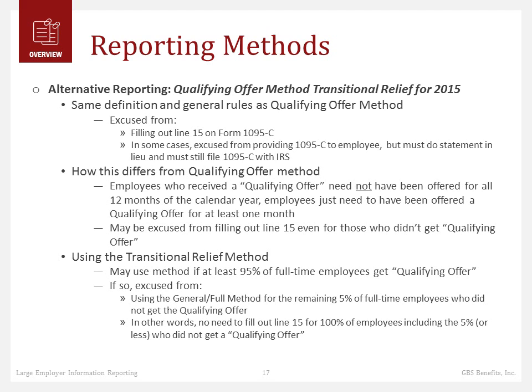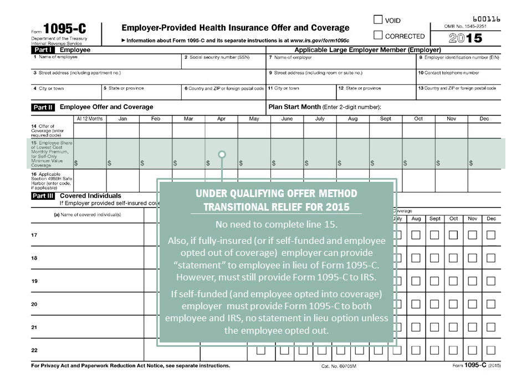In other words, if you, again, offer a qualifying offer to at least 95% of your full-time employees, you can skip line 15, not only for your 95% of your full-time employees, but also for the 5% who did not get the qualifying offer. And here again is the 1095-C form, line 15, which is highlighted, which is the line that you're excused from.